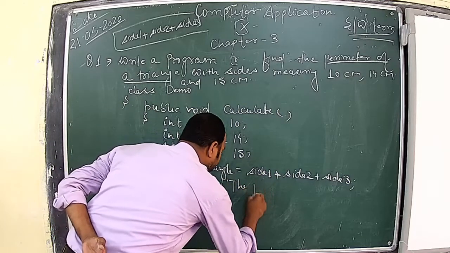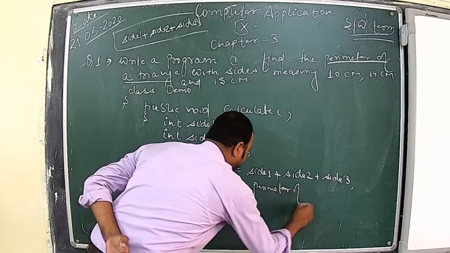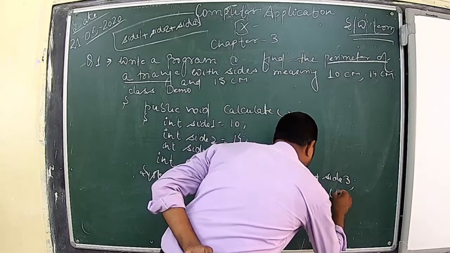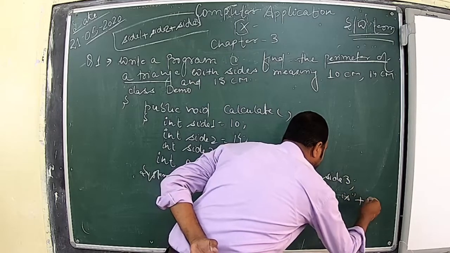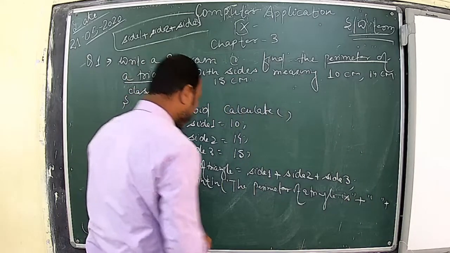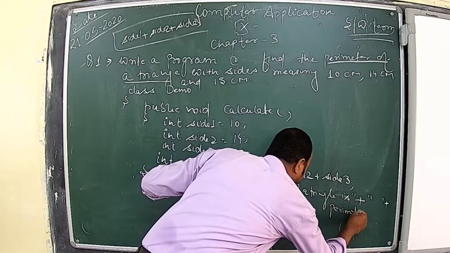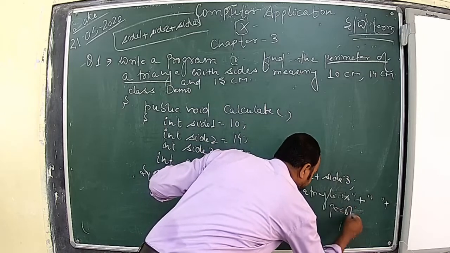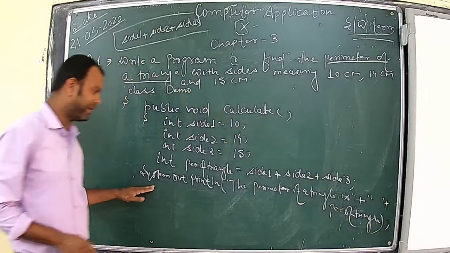The perimeter of a triangle is, have one more space, then you can print here peri of triangle only. So this is how we can print.